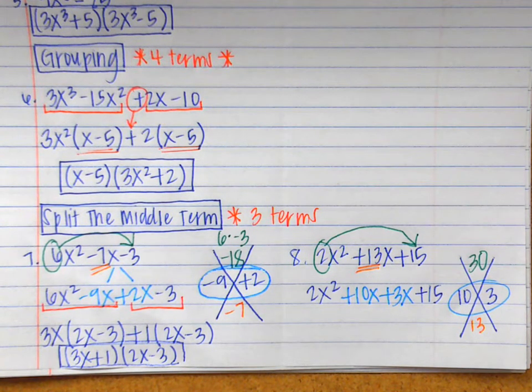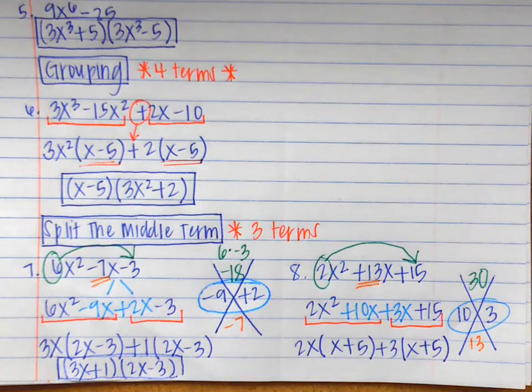So now I split the middle term. Remember, it really doesn't matter which one you put where. If you would put the 3x first and then the 10x second, you should still get the same thing. And if you're doubtful of me, then try it on your own and make sure you get the same thing. So then I have 4 terms, so I'm going to factor by grouping. So I'm going to do that next.